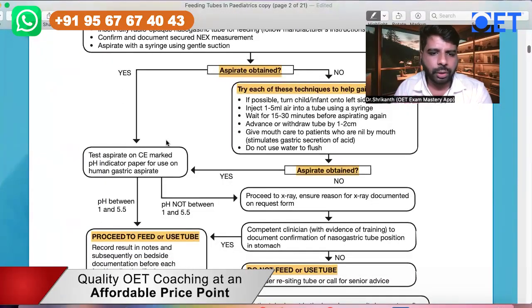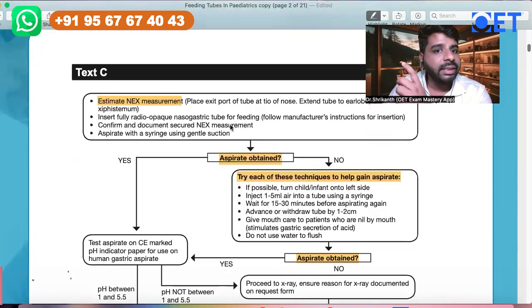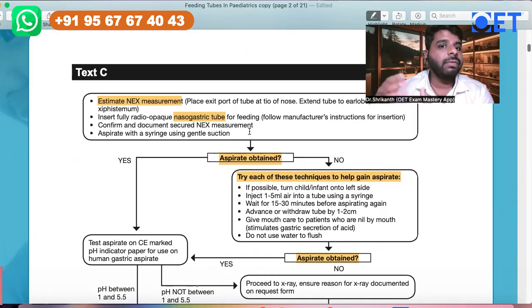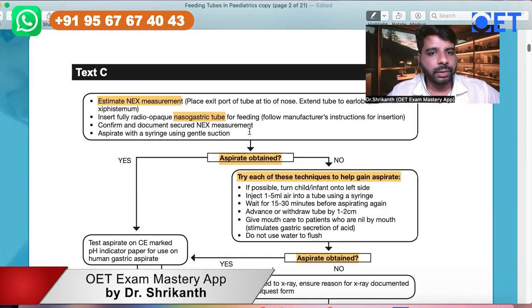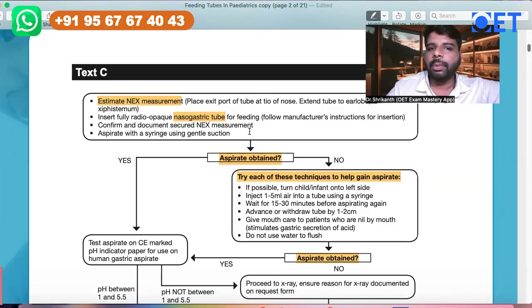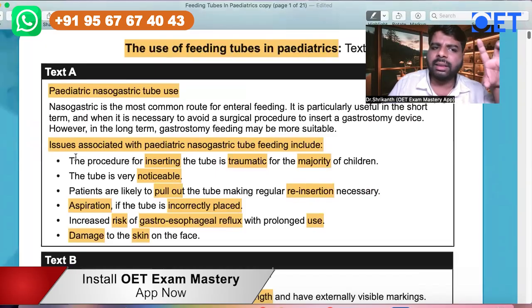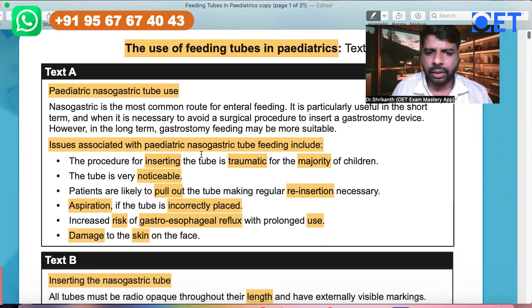Text C is about a flow chart, the step-by-step usage: step 1, step 2, step 3. And all these steps are related to NG tubes. So the question is not asking about NG tubes. They're asking about feeding tubes that are substitutes, alternatives to NG tubes. When will we think about an alternative? If petrol is very expensive, if petrol is a problem, then we'll think about electric vehicles, right? So only when the NG tube is a problem will we think about a substitute. In text A, we have already read there are certain problems associated with this. So let's see if some alternative is mentioned over here or not.